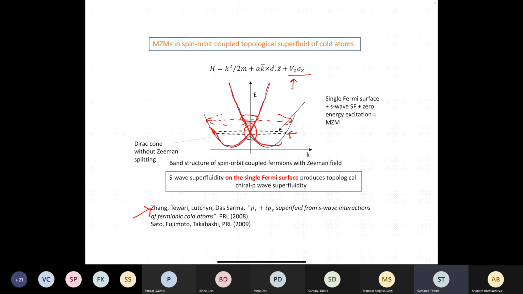The paper that we wrote in the context of cold fermions, cold atoms. And also there are some similar ideas in that paper as well.